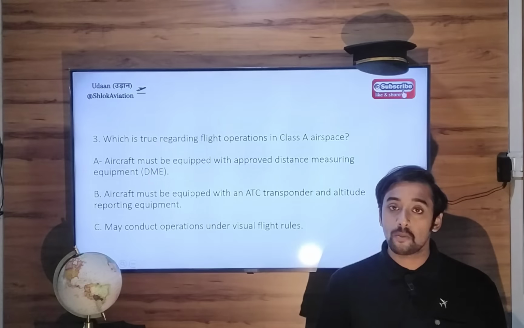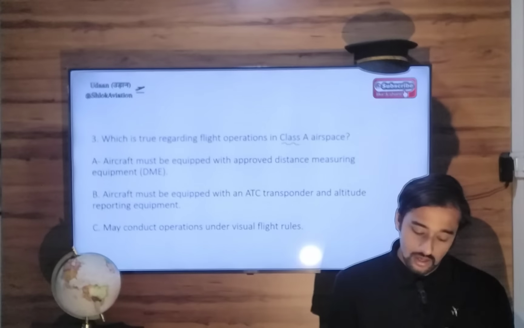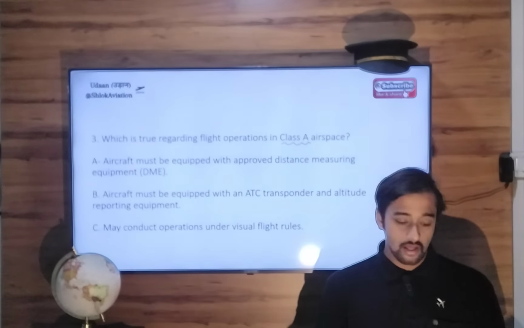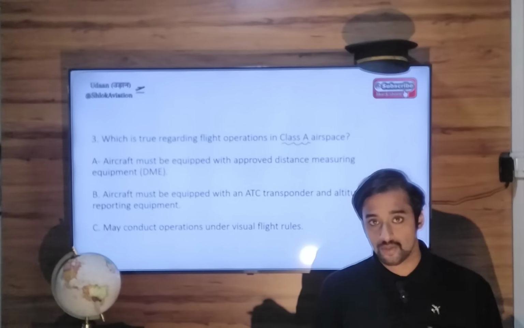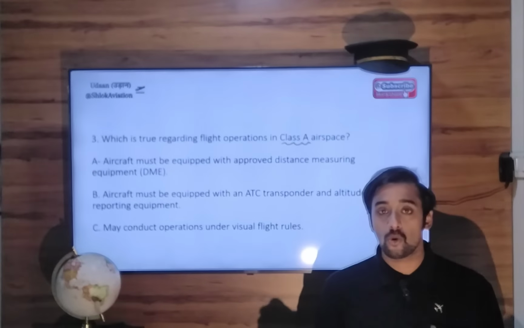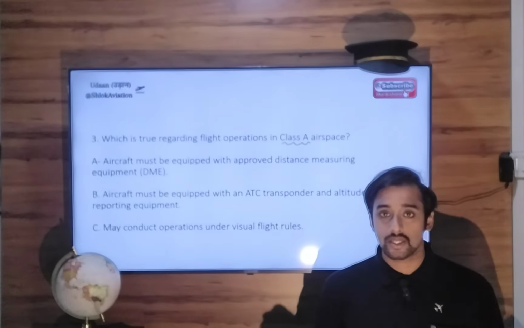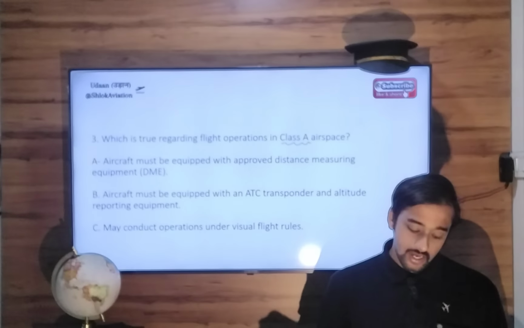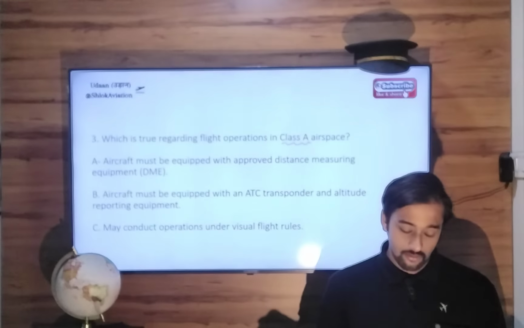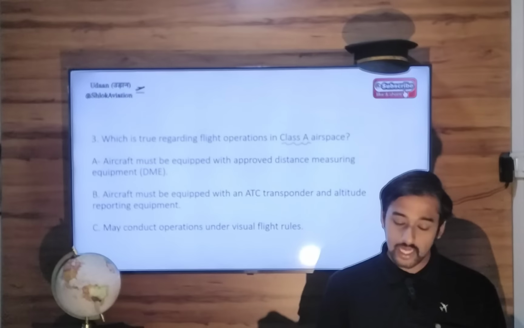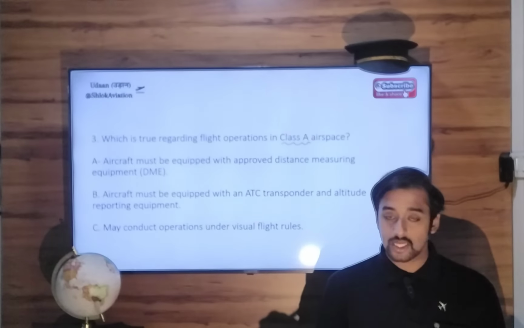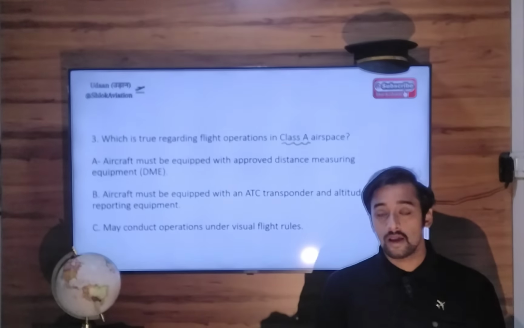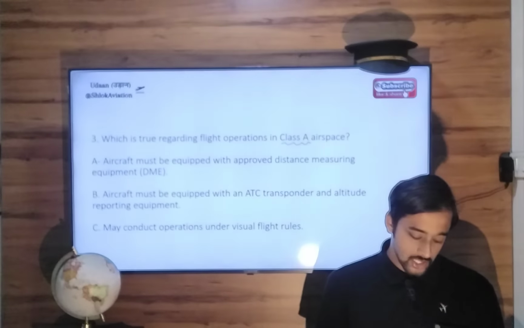Which is true regarding flight operations in Class A airspace? Now Class A airspace has many properties, like only IFR flights are permitted in Class A airspace. You should have a working transponder with Mode C capability, functioning radio equipment, DME equipment, etc. So let's check the options. Aircraft must be equipped with approved distance measuring equipment. Aircraft must be equipped with an ATC transponder and altitude reporting capability. May conduct operations under VFR. So not at all. You cannot conduct VFR operations in Class A airspace.